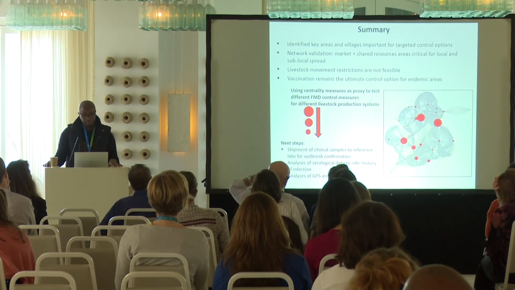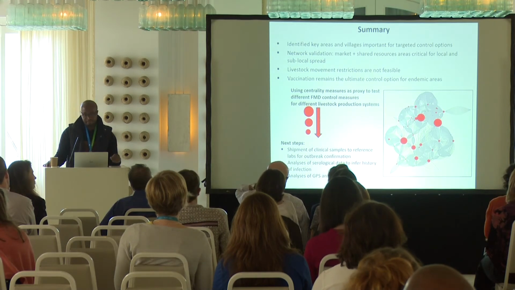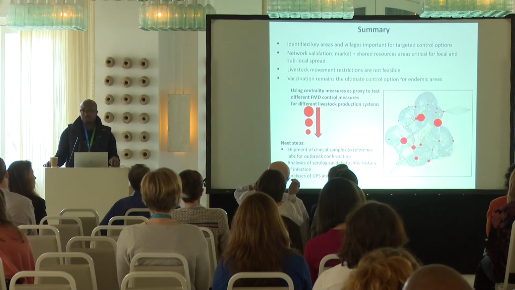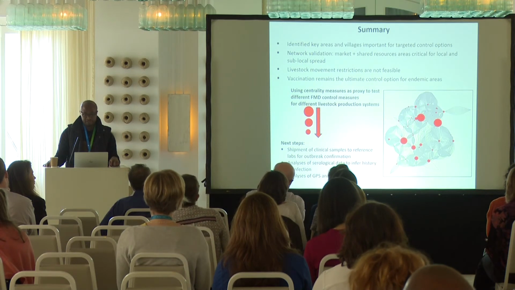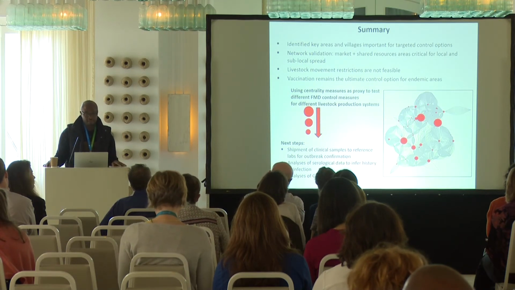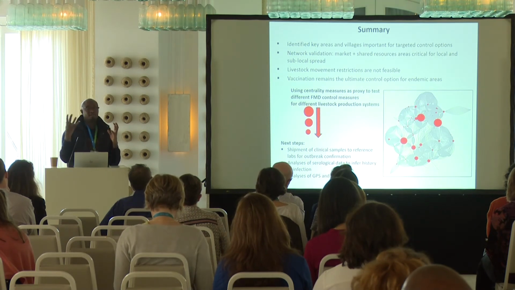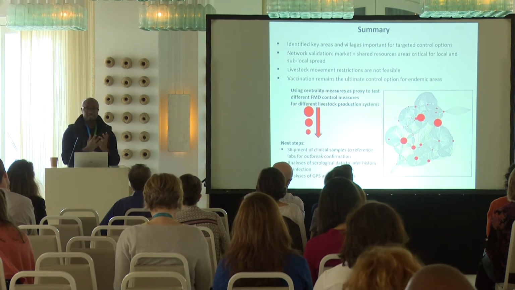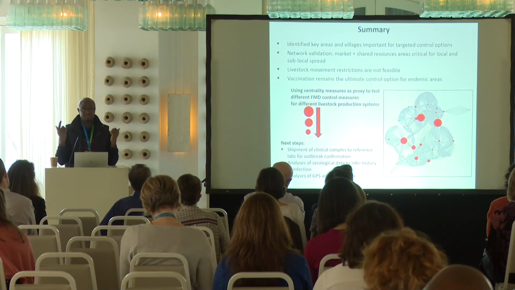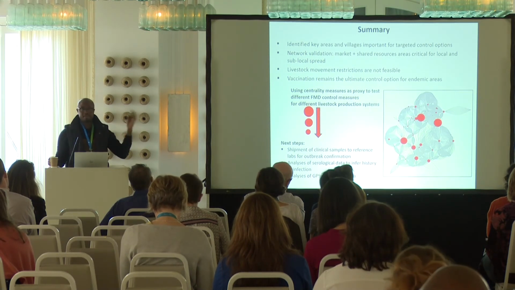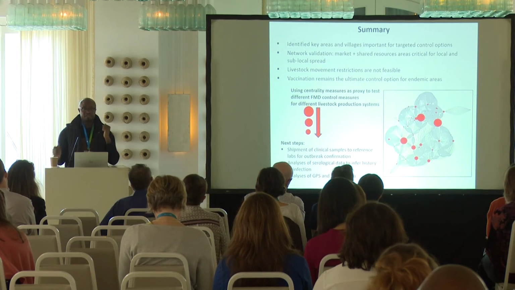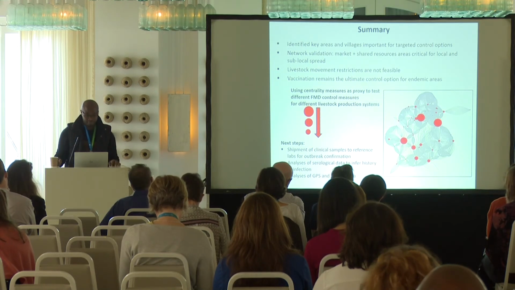So in summary, we have identified areas that are very critical, which we can focus our control strategies on, which I'll be talking to you about in a moment. We also validated our network and realized that for an outbreak to be reintroduced into an area that hasn't had an outbreak for such a long time, there are likely to be 2 activities: acquiring an animal from a very distant market and also the sharing of communal resource areas.